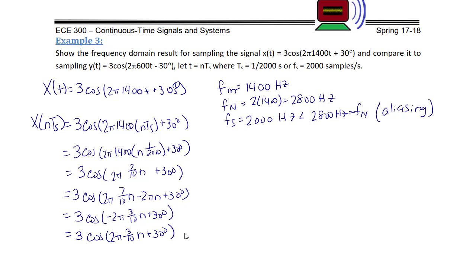So now let's see what it looks like in the frequency domain. The original signal x of j omega is going to be 2 impulses, one at negative 2 pi 1400, one at positive 2 pi 1400, and the area under each would be 3 pi.